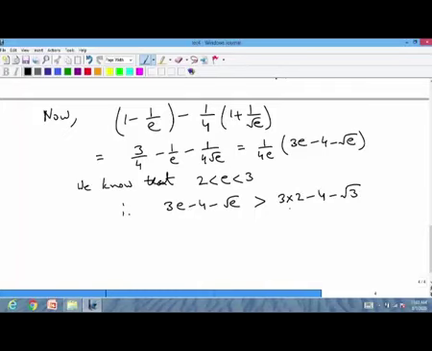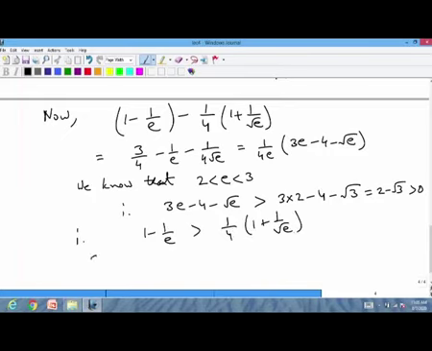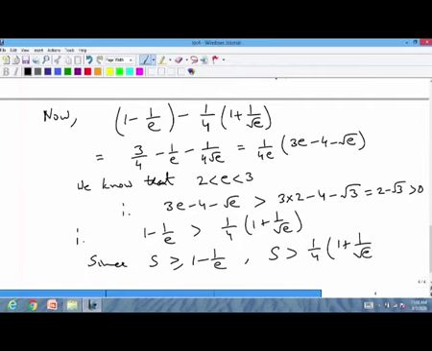So, this is equal to 2 minus square root of 3, which is clearly bigger than 0. So, therefore, we see that this difference is bigger than 0. So, therefore, 1 minus 1 by e is bigger than 1 by 4 times 1 plus 1 by square root of e. So, since S is bigger than or equal to 1 minus 1 by e, you will have S is bigger than 1 by 4 times 1 plus 1 by square root of e.